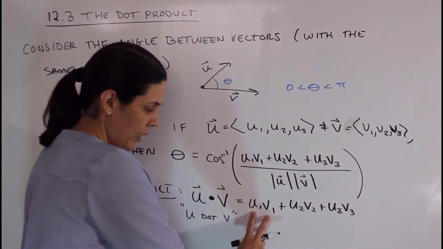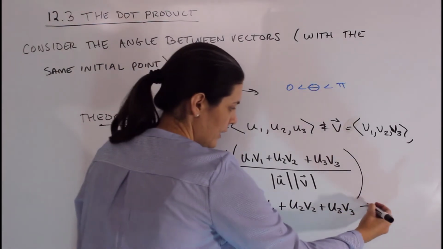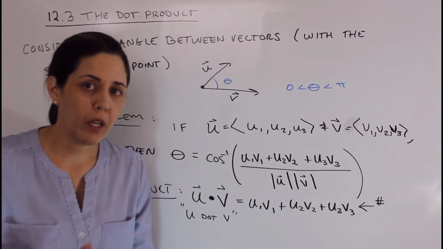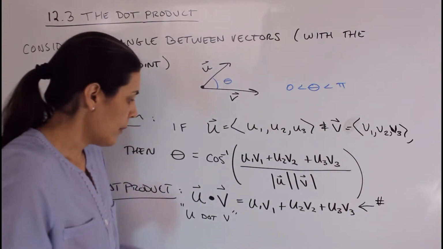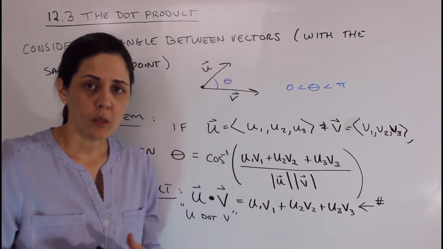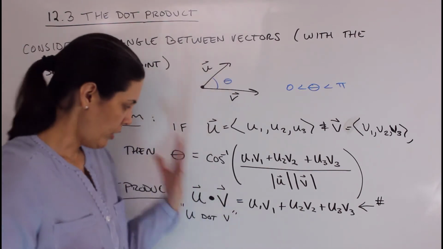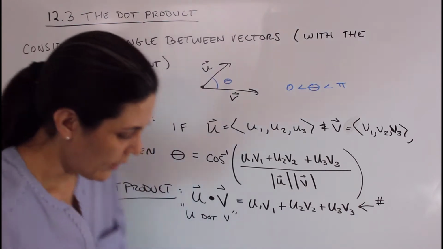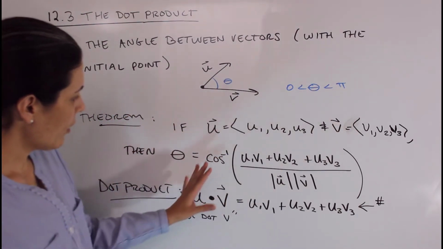Now what I want you to recognize here is that when you take the dot product of two vectors, because you're multiplying and adding the components, this is a number. The dot product is a number. In the very next section we'll learn about cross product, which is a vector. Dot product, every time you do it, you're going to get a number.